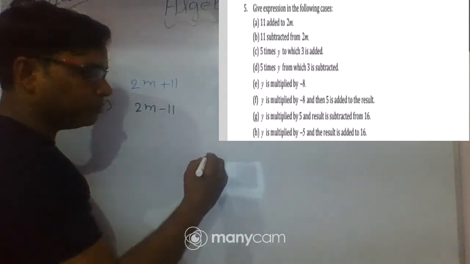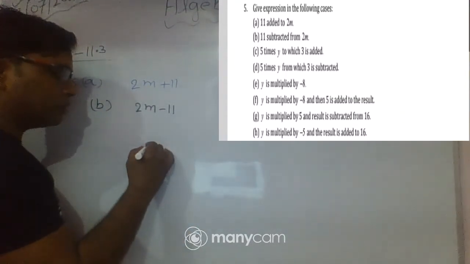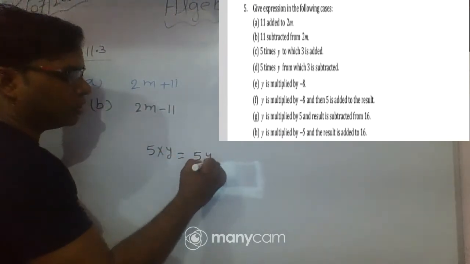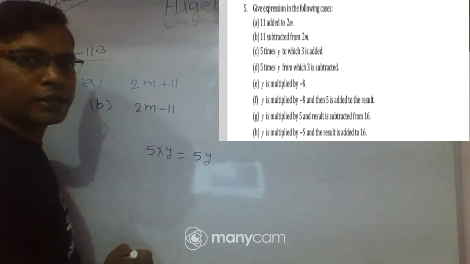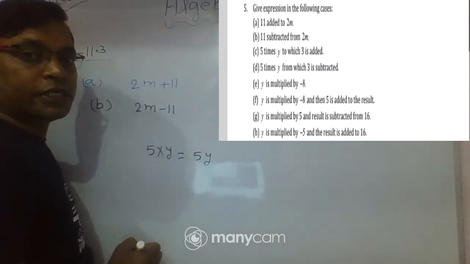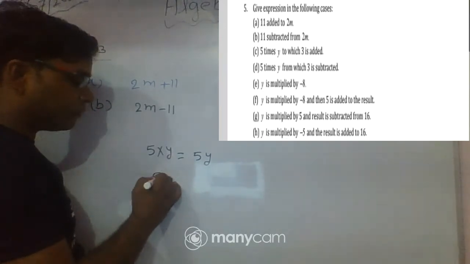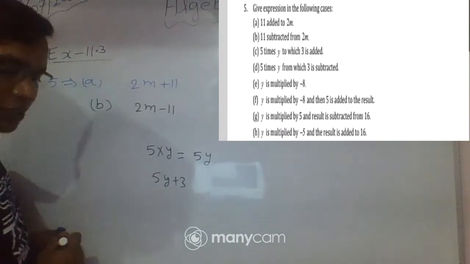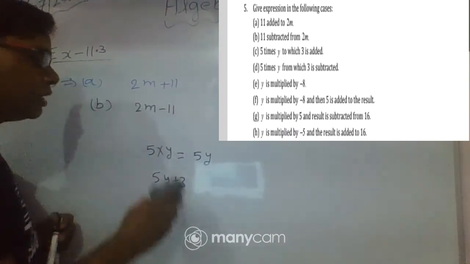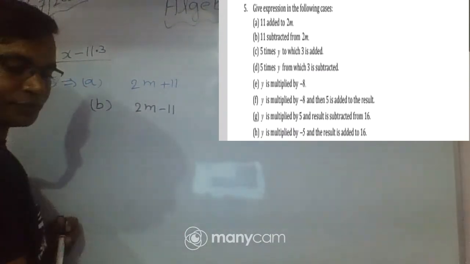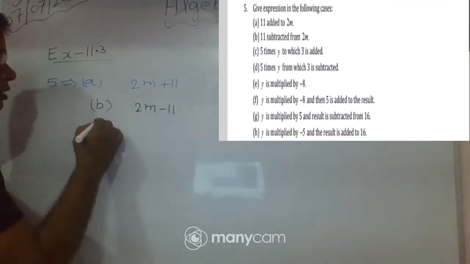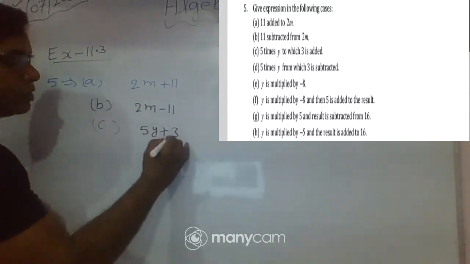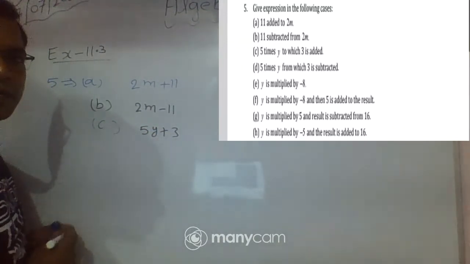Now C part is 5 times y, to which 3 is added. Then 5 times y means 5 into y. To which 3 is added, it means that 5y plus 3. Clear? So what is our C part? 5y plus 3. Okay.